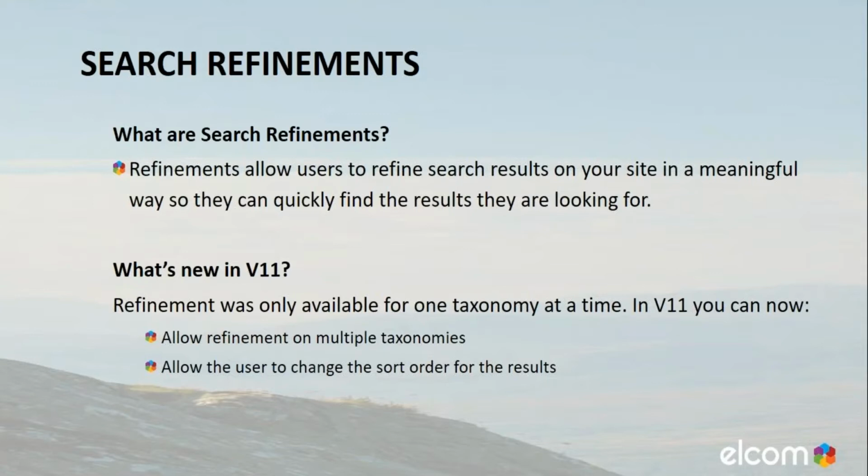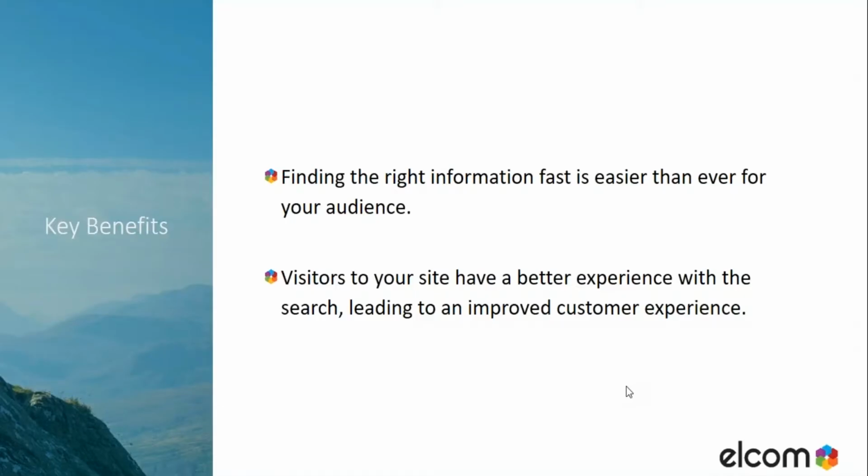So there's been a lot of enhancements in version 11. Specifically, or historically, refinements were only available with one taxonomy item at a time. In version 11, you can now allow refinement on multiple taxonomies, and you can allow the user to change the sort order of the results. So there's lots of benefits to that. Finding the right information fast is much easier than ever before for the audience, and it's really going to give the visitors or the users a much better experience with the search. And that's going to lead to a better customer experience, user experience, and employee engagement experience in Elcom.